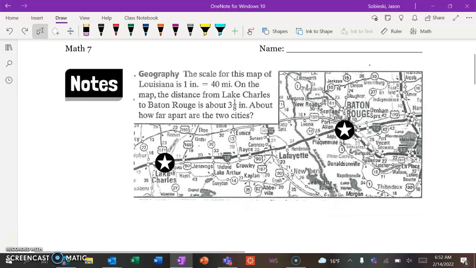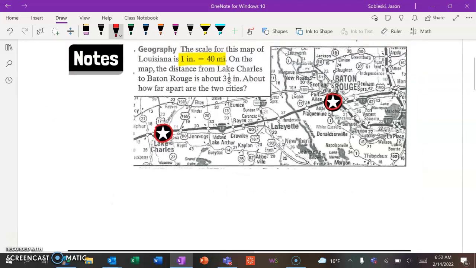So for our first example, the scale of this map of Louisiana is 1 inch to 40 miles. On this map, the distance from Lake Charles, this city, to Baton Rouge, this one, is going to be 3 1/8 inches. Somebody must have taken their ruler and decided that those were about 3 1/8 inches apart. And we want to figure out how far apart they are in real life, so in miles.